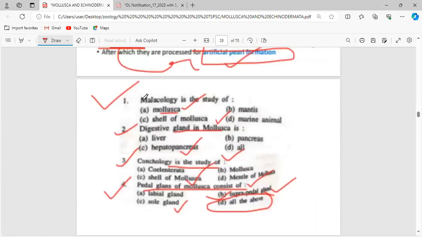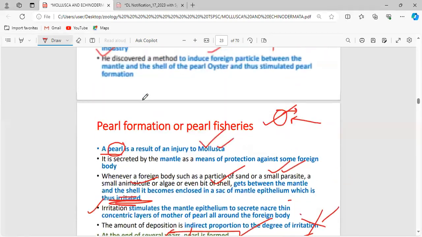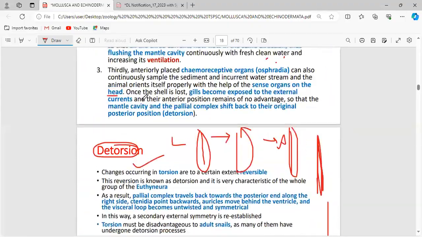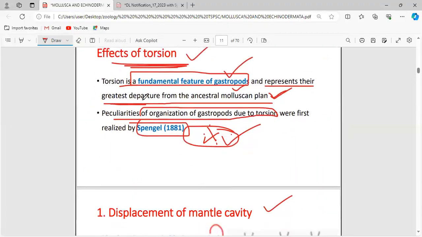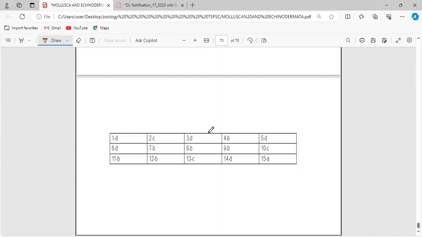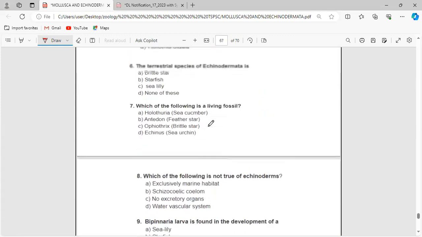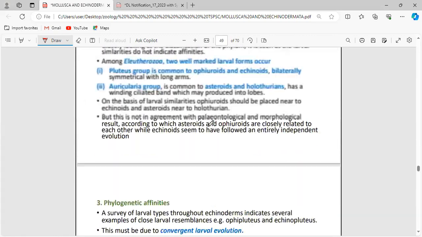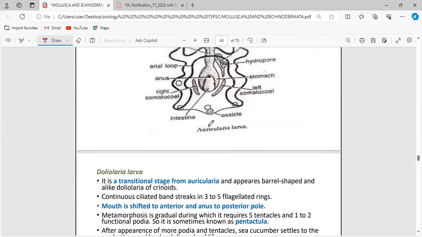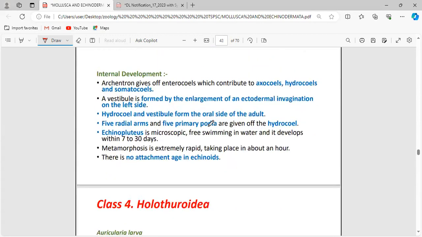Now the only remaining part with respect to Mollusca is respiration. We are going to finish it by tomorrow, and I think echinodermata will also be finished tomorrow, sorry. After finishing echinodermata, I'm going to conduct a non-core test.